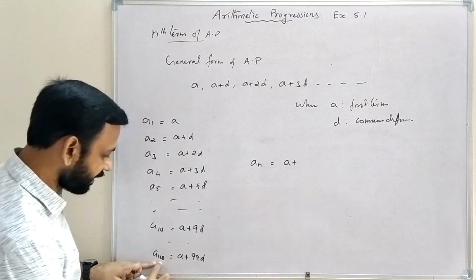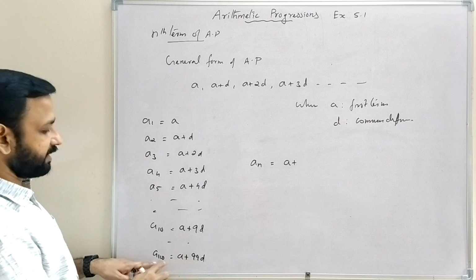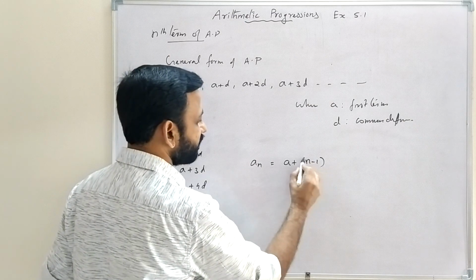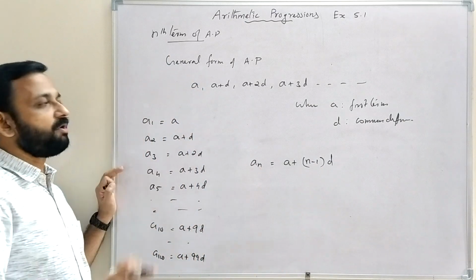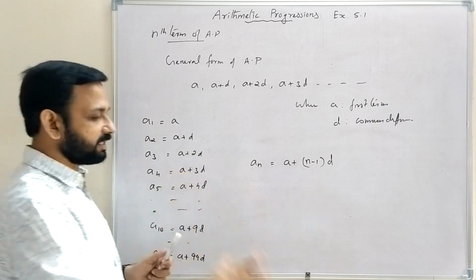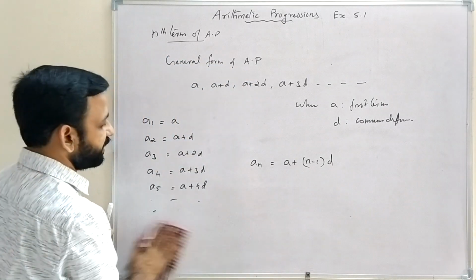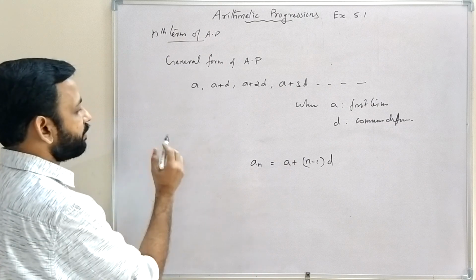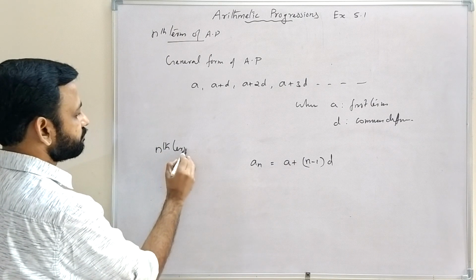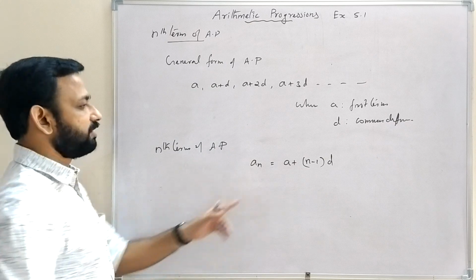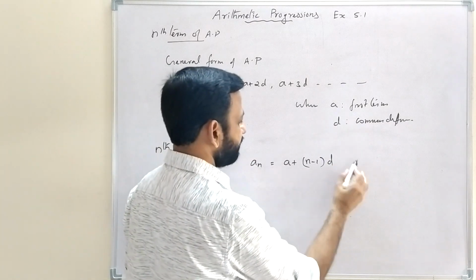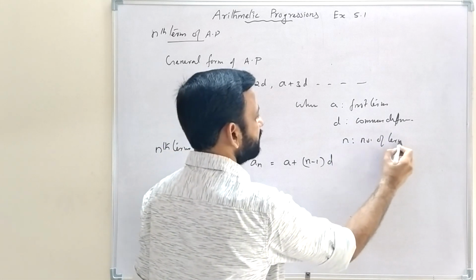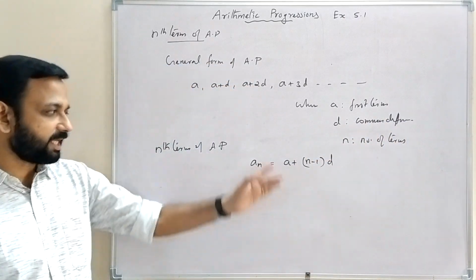a100 is equal to a plus 99d, where 99 is 100 minus 1, and 9 is 10 minus 1. Therefore, an is equal to a plus n minus 1 into d. So this is the nth term of AP, that is an is equal to a plus n minus 1 into d. And here a is the first term, n is the number of terms, and d is the common difference. So this is the formula for finding the nth term of AP.